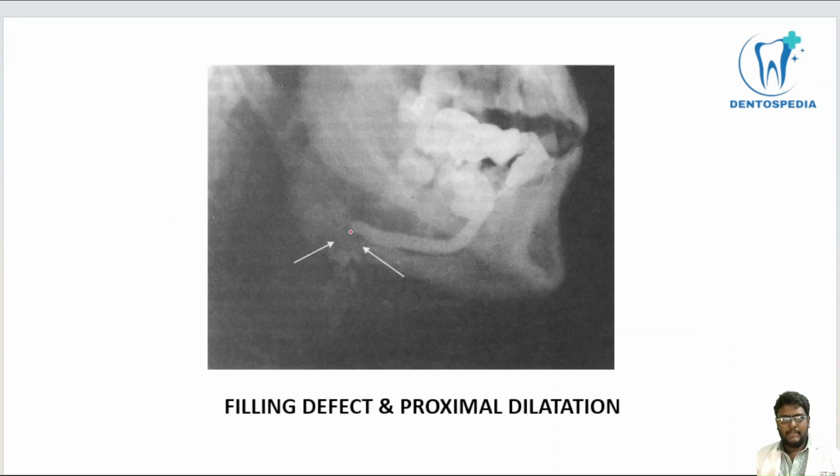Here you can see the filling defect. This is the gland, and there is a stone here. Because of the presence of the stone, there is no illumination of the gland with the contrast medium. The stone is stopping the contrast medium from reaching the gland. That is called filling defect, and you can also see the dilation of the duct. This is not the normal size of the duct, because we are injecting the contrast medium in the presence of a stone. There is a proximal dilation of the duct. So these two indicate there is a stone in the duct.